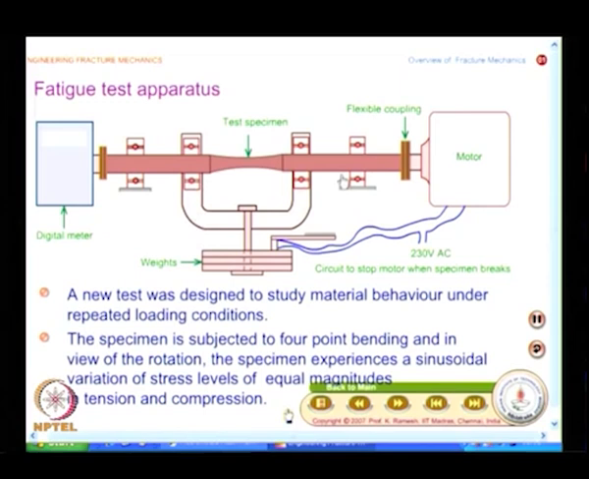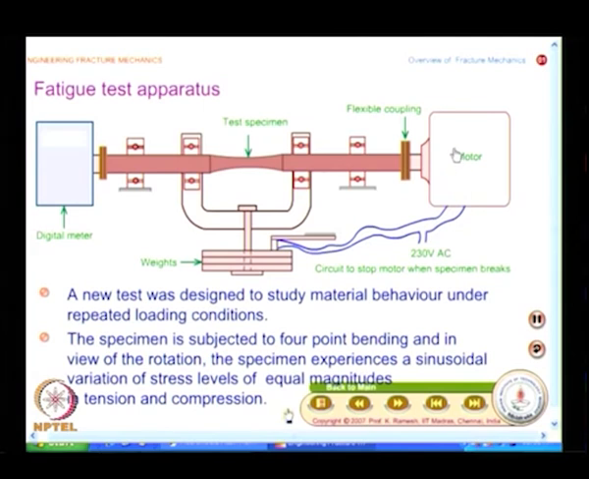If you look at the bending moment diagram, this portion is under constant bending moment, and you have a digital meter which records the number of cycles. And what happens is, when the specimen fails, the weights drop off and the contact is broken, and this switches off the motor.